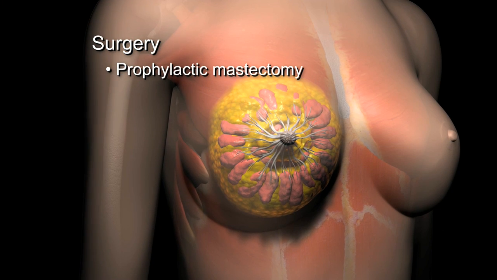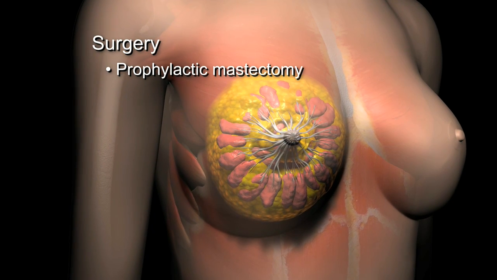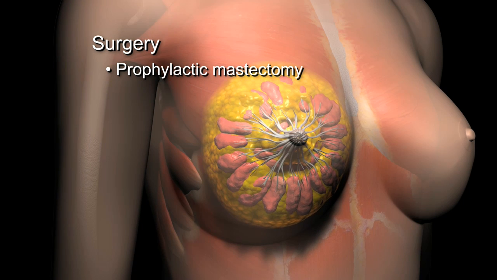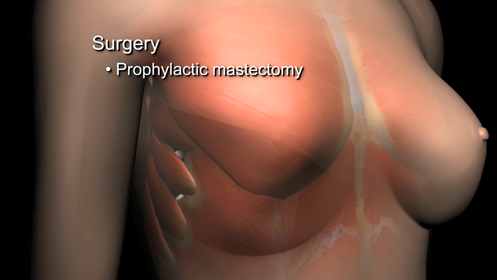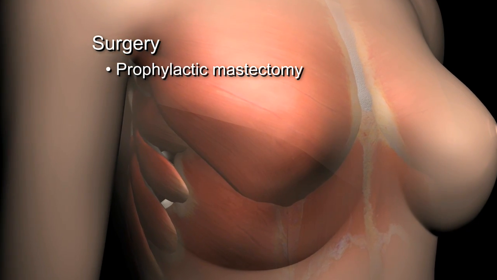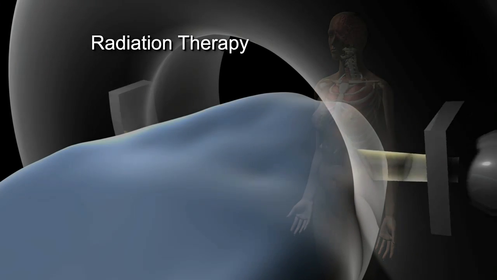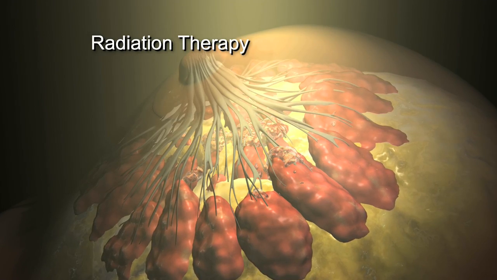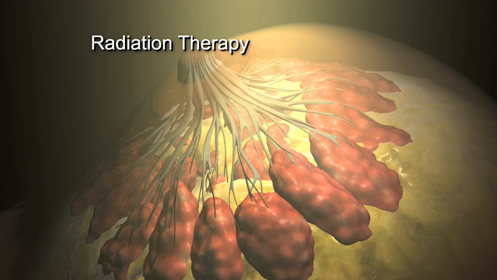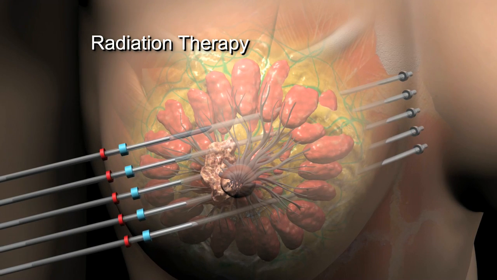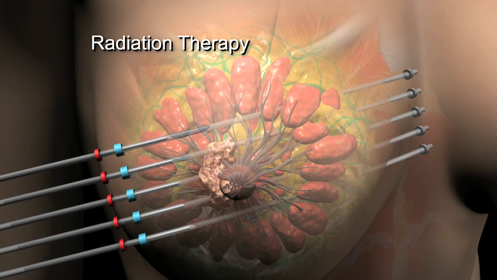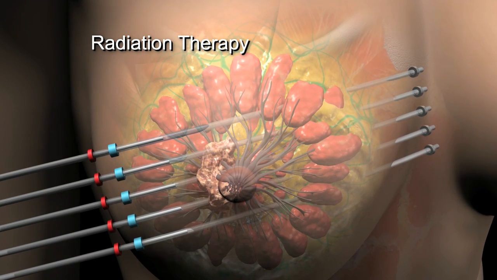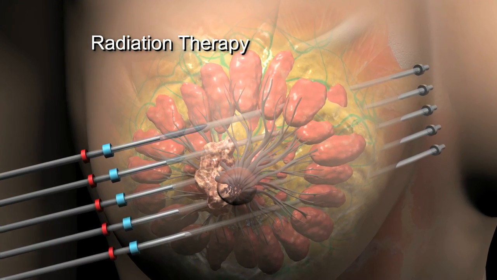A prophylactic mastectomy is a preventative surgery for high-risk women that removes the entire breast to lower the risk of breast cancer. Radiation therapy uses high-energy X-rays or other types of radiation to kill the cancer cells or to keep them from growing. Internal radiation therapy can be used to treat the cancer from the inside of the body with needles, wires, or catheters.